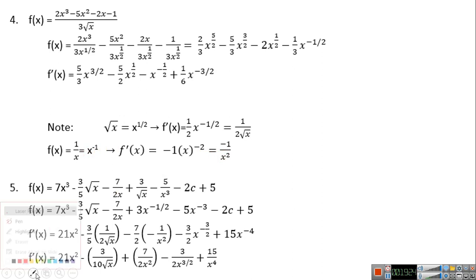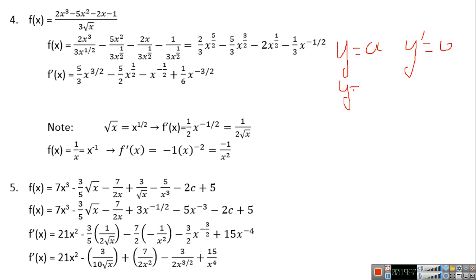So till now, what do we have as formulas? Till now we have: if you have a constant, the derivative is, we said, 0. If you have ax, the derivative is a.